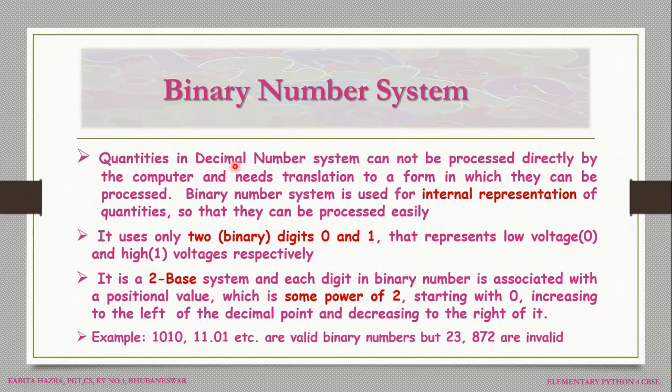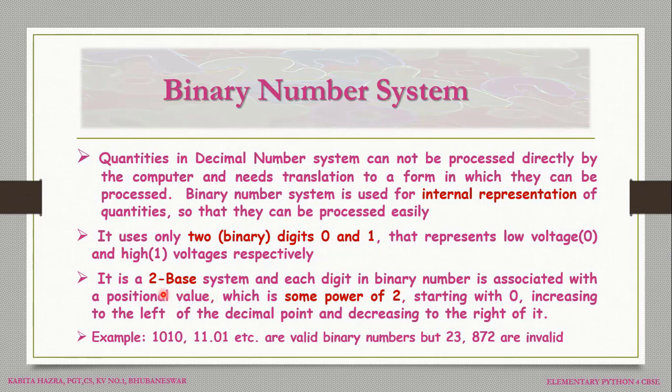In binary number system, only two digits, that is two binary digits 0 and 1, are used for representing any numeric quantity, where 0 represents the low voltage and 1 represents high voltage. The data that we enter through our keyboard is not in a form that can be processed directly by the computer, and that needs to be converted to some form in which it can be processed, and this is the binary form. So binary number system is used for internal representation of numeric data in the computer so that it can be processed easily.